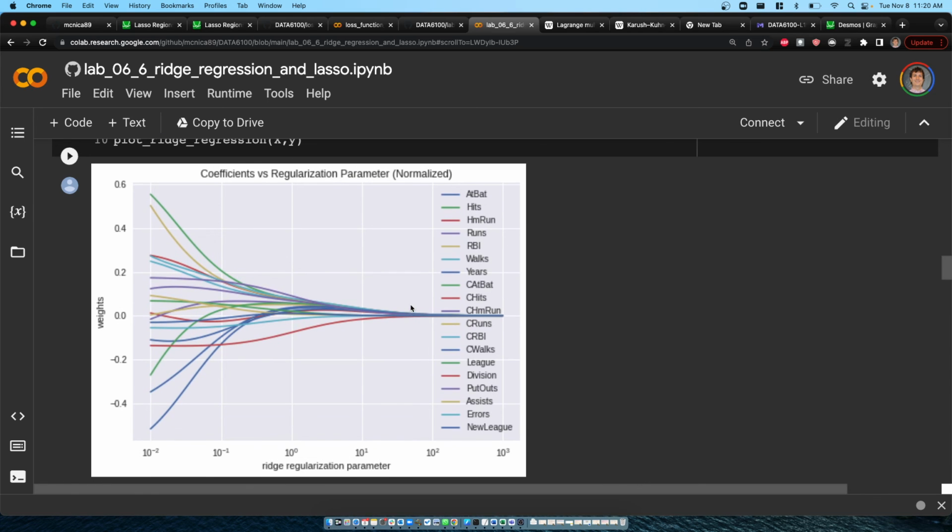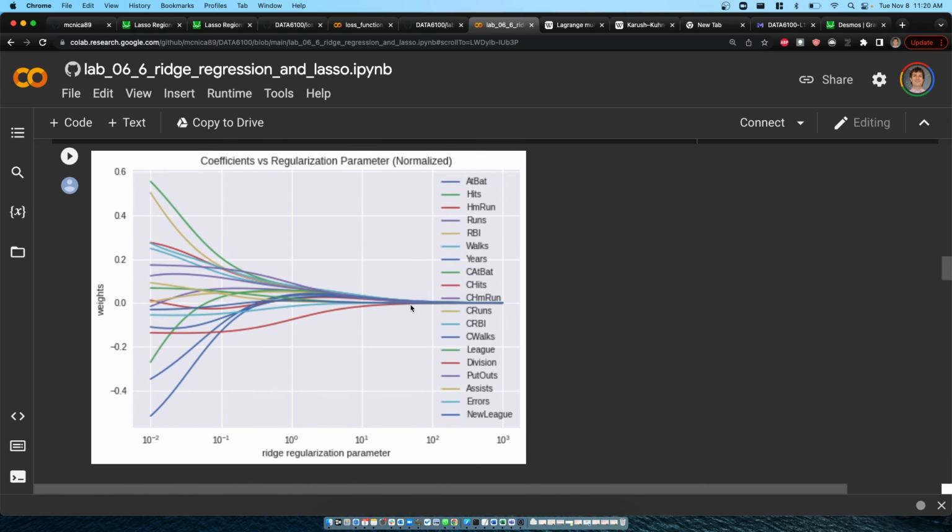So that might be good for you guys to check out, but you can do that on your own time. On Thursday, we're going to start dimension reduction and principal component analysis. Okay, let's stop there.